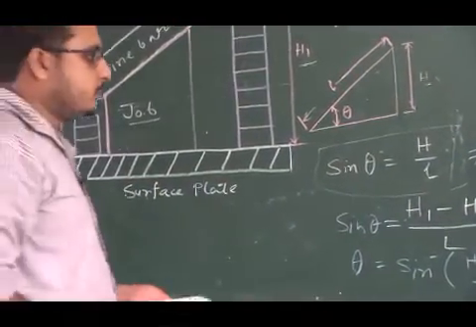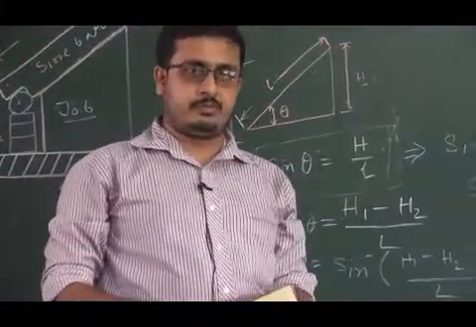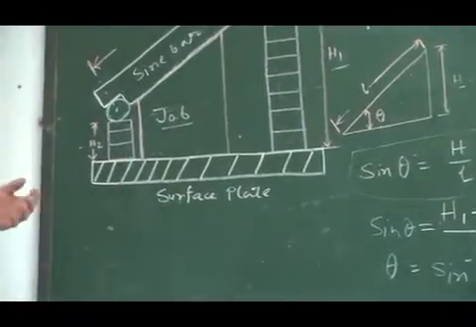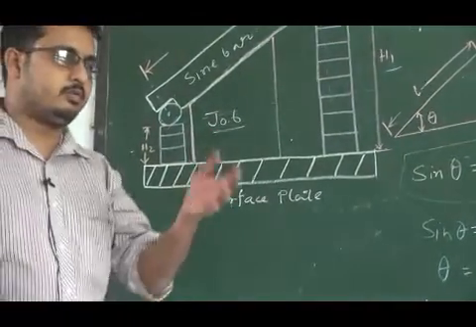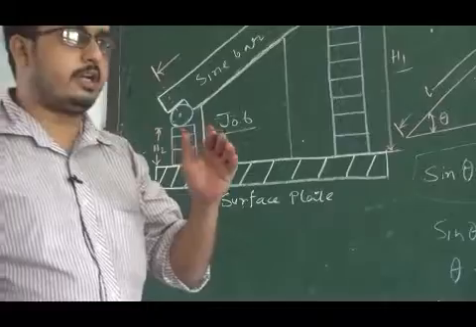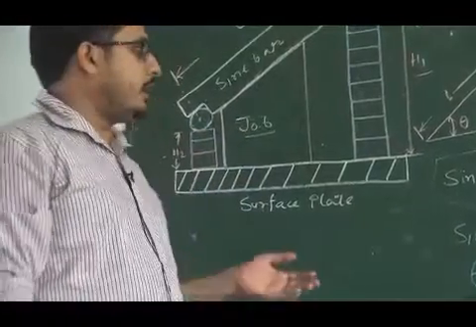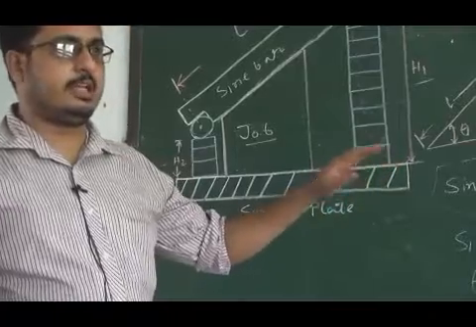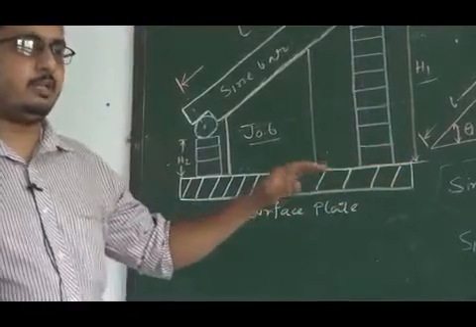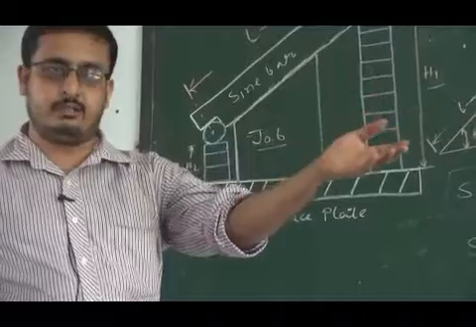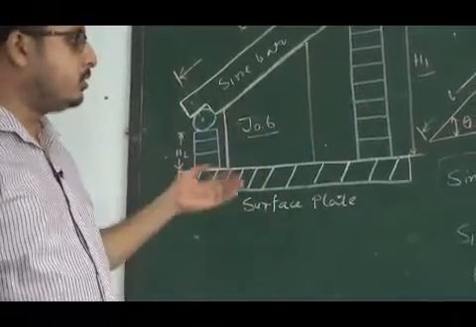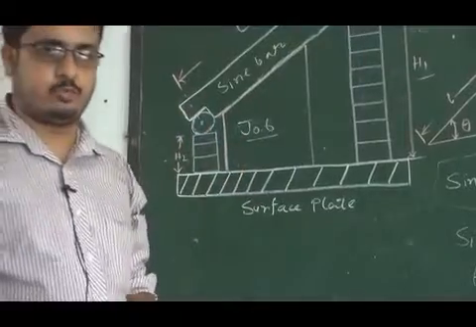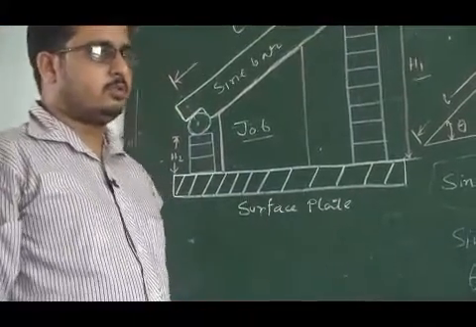So this is the angular measurement technique through which we indirectly measure the angular surface of a job, and get the value through this calculation. That is why we say it is an indirect measurement, not direct, because we can't read the value from the instrument. We get the value through some calculation after using the instrument. Okay, so thank you.